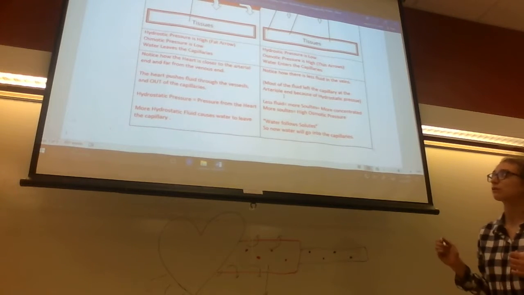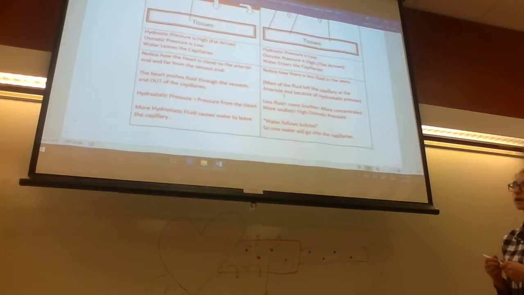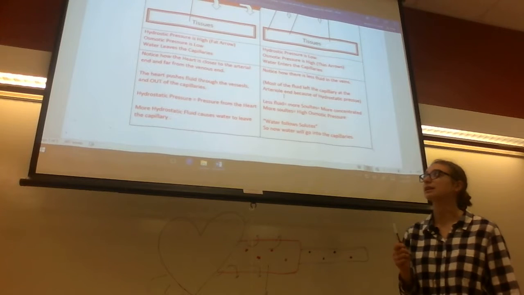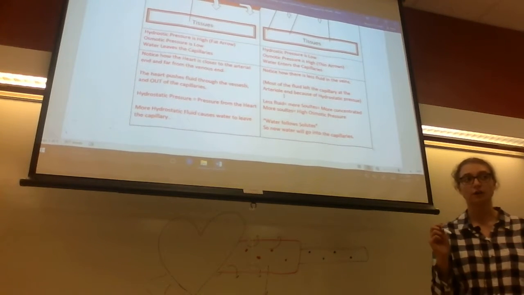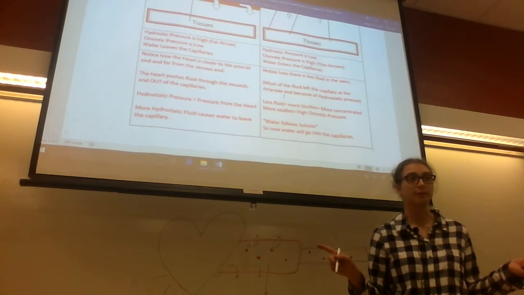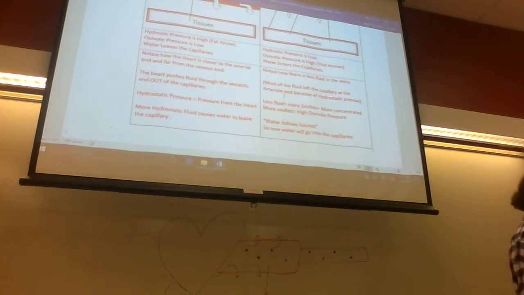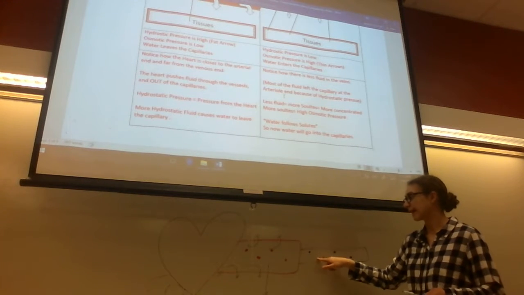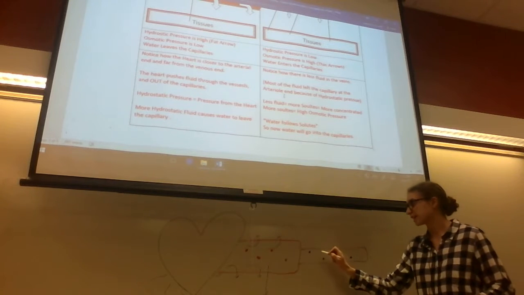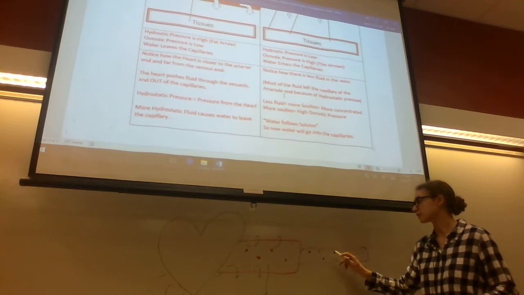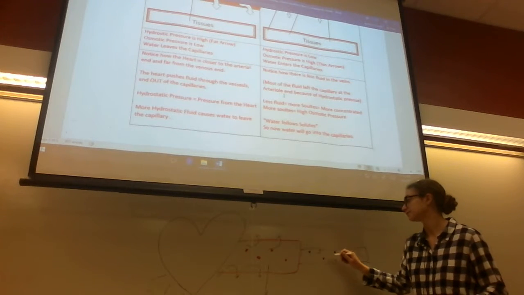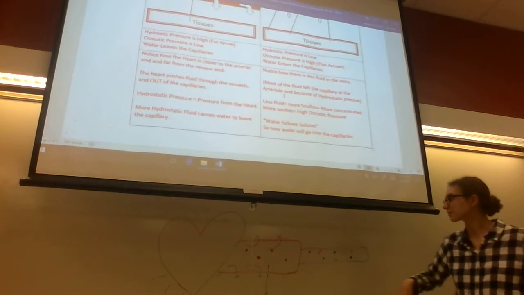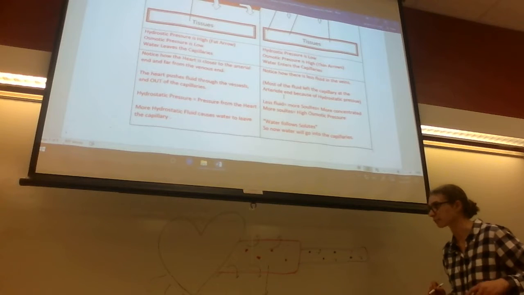The heart pushes fluid through the vessels and out of the capillaries. Hydrostatic pressure is pressure from the heart. More hydrostatic pressure causes water to leave the capillary, so the harder your heart beats, the more fluid is going to be pushed out of your capillaries. That's on your arterial side. On your venous side, because your veins are further away from your heart, hydrostatic pressure is going to be low. See, these are little arrows. You don't have all that pressure from the heart pushing out, so it's just going to be very little hydrostatic pressure.